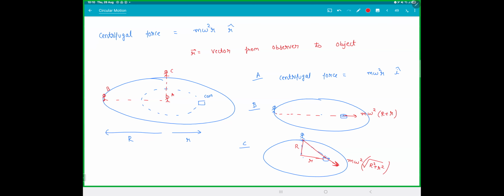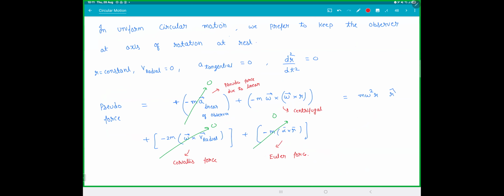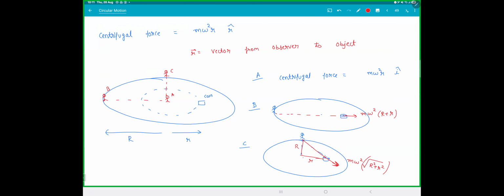So centrifugal force depends on that, but this is not the total pseudo force. The pseudo force is something else. So we'll discuss that later on. For now, this much is clear: centrifugal force is different from pseudo force. Once I take the net pseudo force, things will fall in place. That is something we will discuss in the next class.